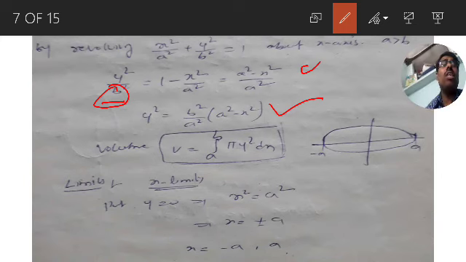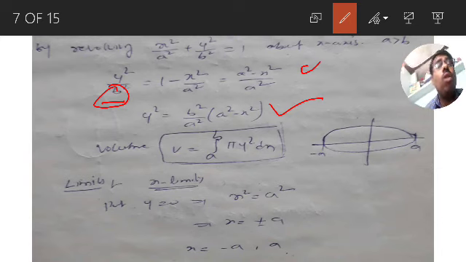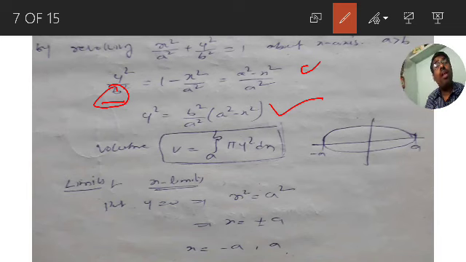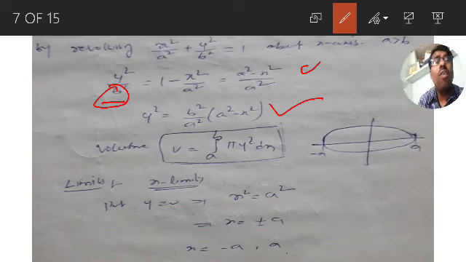So what is y square? If b square comes to this side, it is multiplied, and the division is a square. So y square is b square by a square into a square minus x square. That's good. We got the y square.